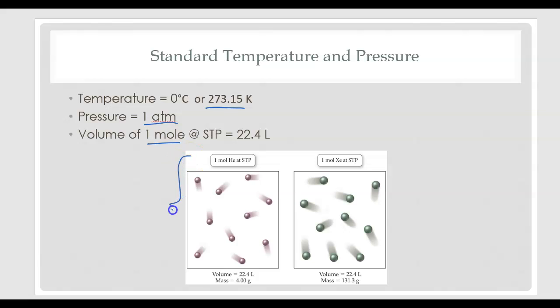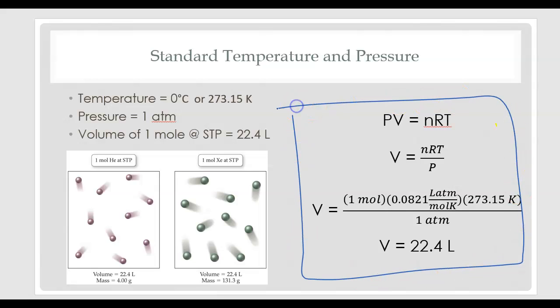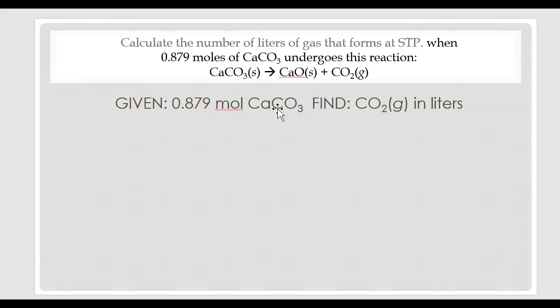Notice whenever you look here that even though the volume is the same, the mass will still be different because the molar masses of these are different. Now, the reason why it's 22.4 liters is that if we plugged this into the PV equals nRT equation, then we would find that you get 22.4 liters. So let's go ahead and give this problem a try.